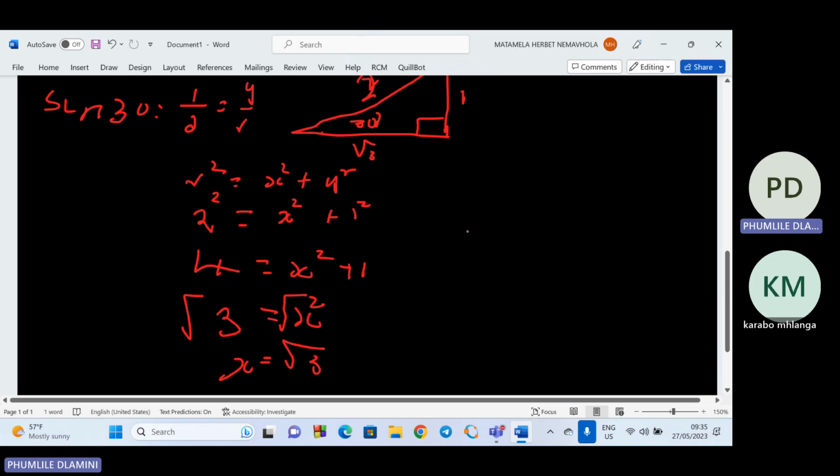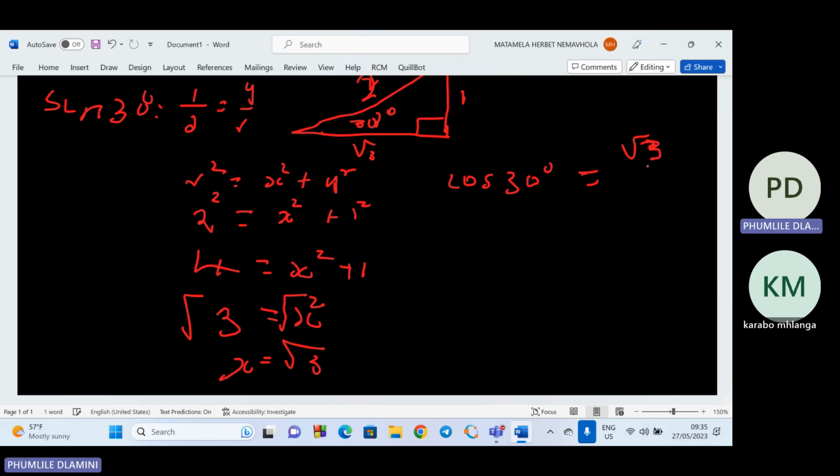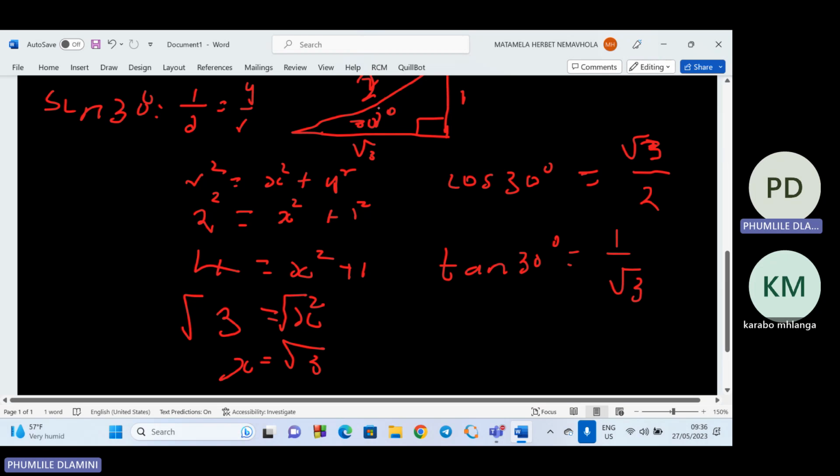Now, if I want to find cos of 30 degrees, this is degrees, remember, cos of 30 degrees is going to be adjacent over hypotenuse. So it's going to be square root of 3 over 2. And tan of 30 degrees, we know that is opposite over adjacent, which is 1 over square root of 3. So those are things, this is a very special angle that you must always remember.